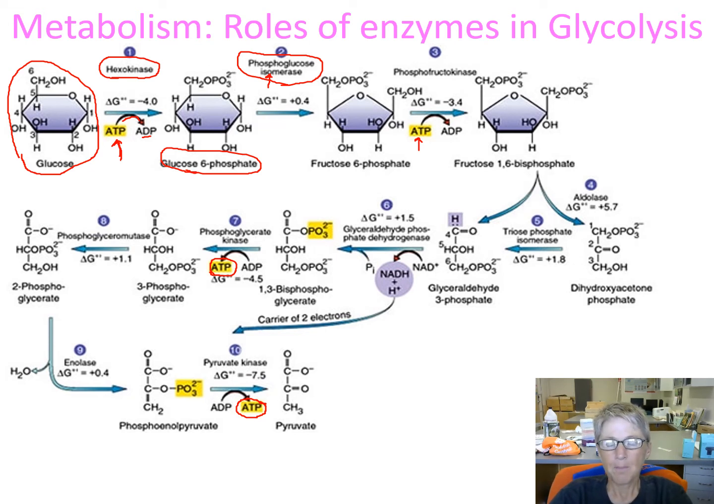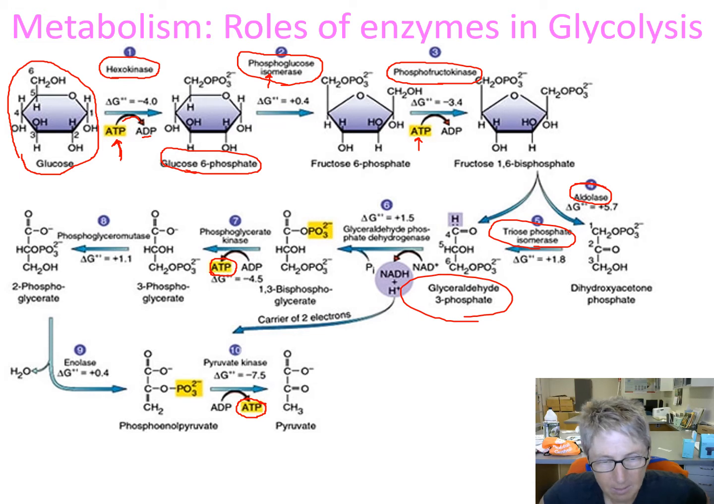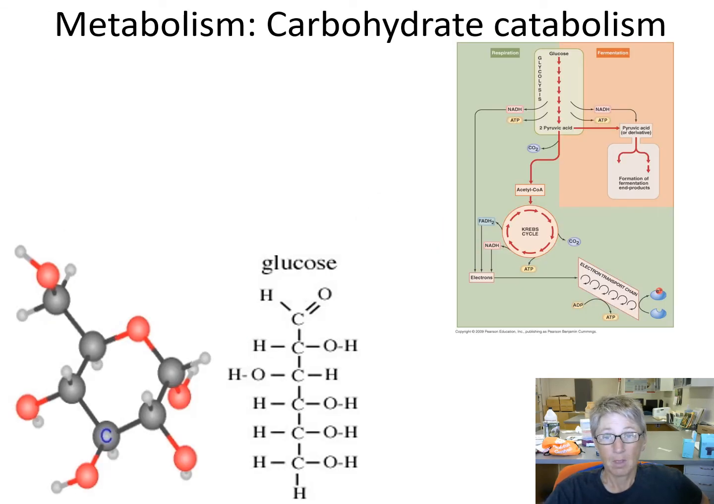Anyway, the point of this cartoon is not to overwhelm you, but I just wanted to show you all the enzymes. So there's a phosphofructokinase, there's an aldolase, triose phosphate isomerase, glyceraldehyde 3-phosphate, etc. So if you want to do a controlled reaction in the cells in your body, you need enzymes. Okay, so let's look at glycolysis in more detail.